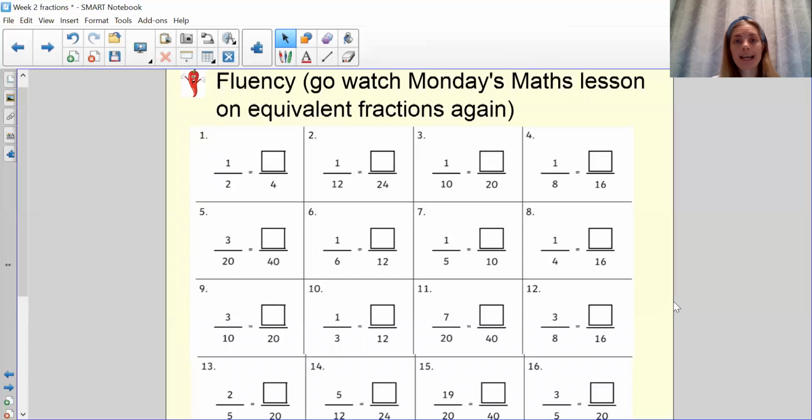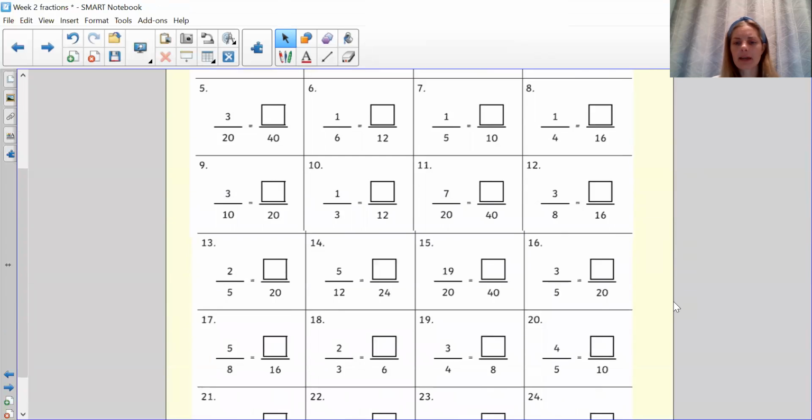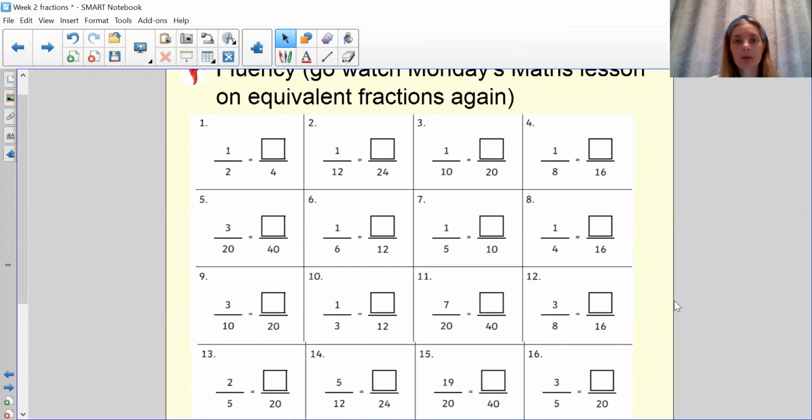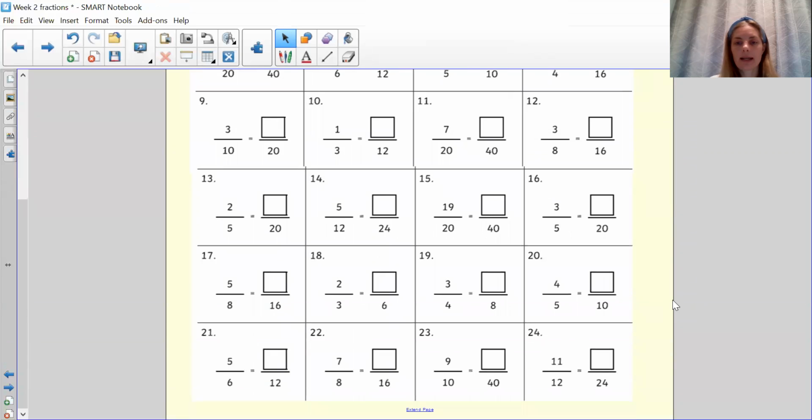So pause the video at any time that you need to so that you can copy out the sums. And I think there are 24 in total. So at any time that you need to pause the video, please do so. So here are the first 16. And here are the rest of them. So at any point that you needed to pause the video to find the questions, please do so. So good luck and see if you can answer those.